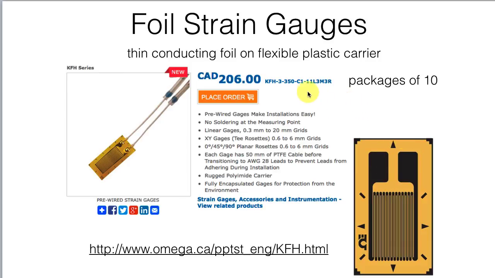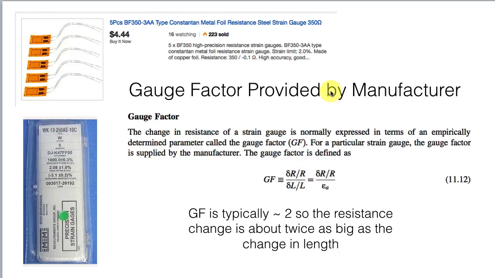Now, for high quality strain gauges, we're looking at somewhere around $200 for a package of 10. And we can get them in a whole variety of different configurations for making our measurements. You can find a whole lot more information if you go to the Omega website. Now, when we go to apply these, we might be able to get some considerably cheaper strain gauges if we go off to eBay. For example, $4.44 for 5 pieces. These are not the precision strain gauges that we might be getting from Omega.